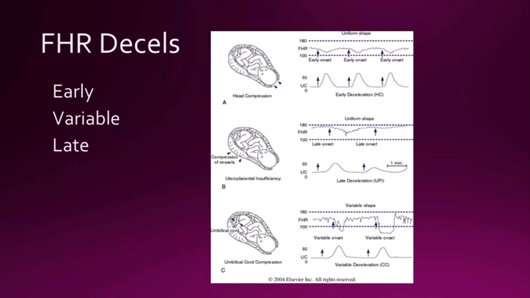And of all three, your late decels are the worst ones to have because they indicate placental insufficiency. And we know that the placenta is kind of what does everything for the baby. It oxygenates the baby, it removes waste products. So if it's not functioning properly, then this is going to be what we see in a baby to tell us that things are not okay inside and we need to do something about it. Okay? So early is okay. Head compression, hopefully labor is progressing as it should. Variables are cord compression. Got to do some intervention. Lates are placental insufficiency, definitely have to do some interventions.